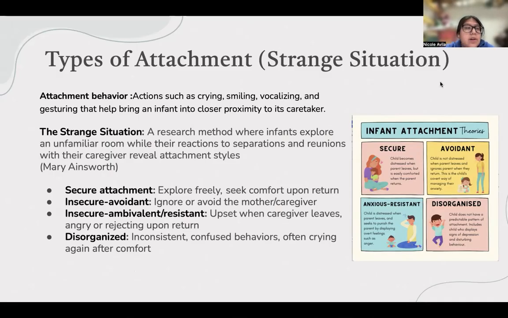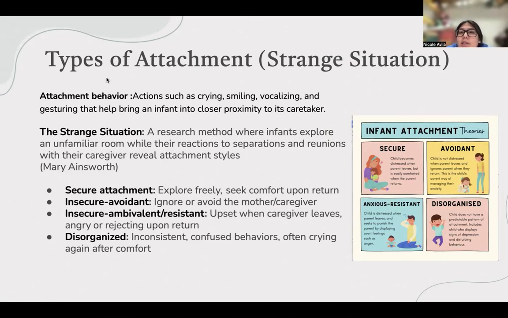Okay, so now we're gonna be talking about the different types of attachments, which is also known as the strange situation. So another thing is that attachment comes from different behavior. So it would also be the attachment behavior, which is where actions of like where the child is crying, smiling, vocalizing, and gesturing that can help bring an infant into a closer connection with its caregiver.